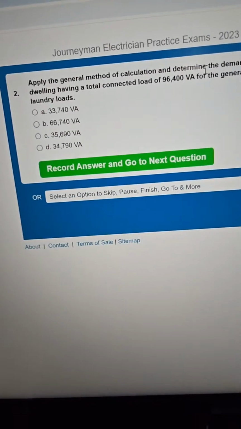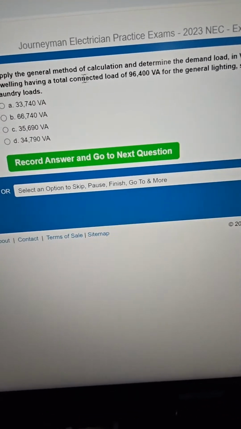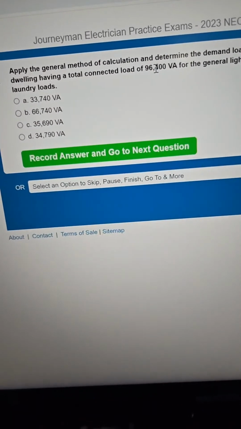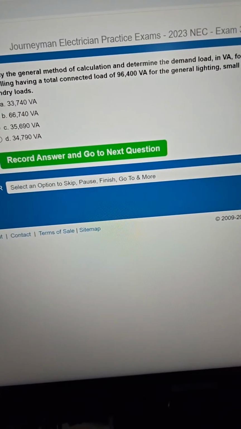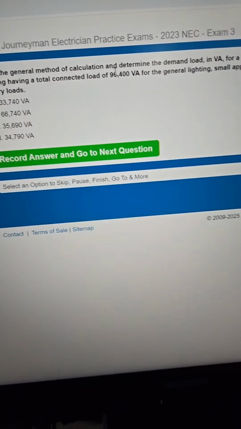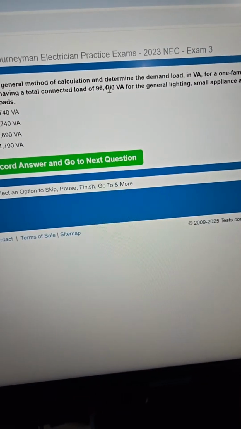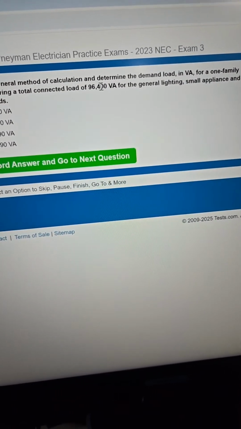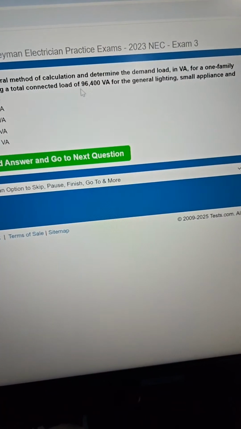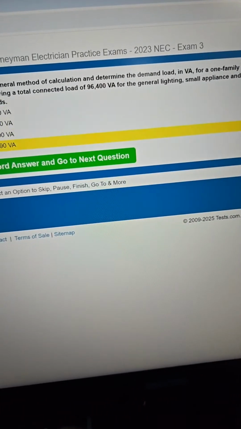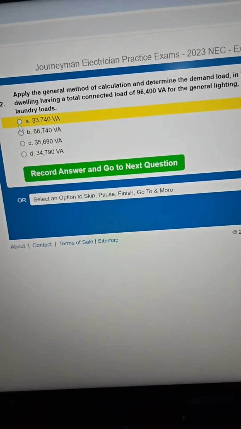Apply general method calculation to determine the VA, one family dwelling, 96,400 VA. If I was to divide that by 3, I would get a 33 number. It's either this one or this one. We're just going to go with A real quick.